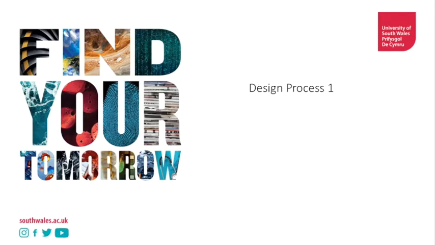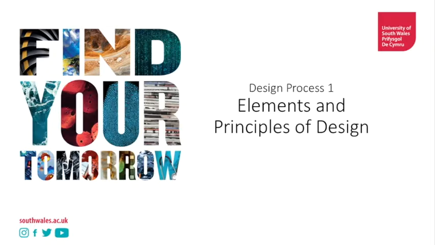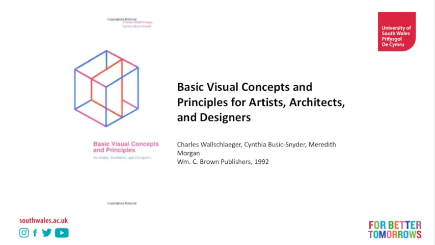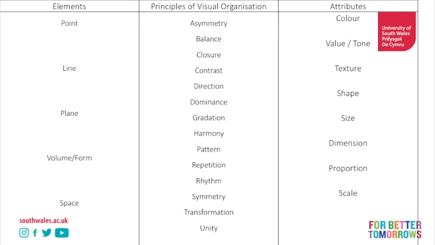Today we're going to be looking at a very broad overview of visual language by exploring the elements and principles of design. While there are many books and many texts and many approaches to the elements and principles of design, the book that we'll be getting most of our information from is Basic Visual Concepts and Principles for Artists, Architects and Designers. As you can see by that title, the elements and principles of design are very broad and cover lots of different subject areas. So this is what they look like when just written down.